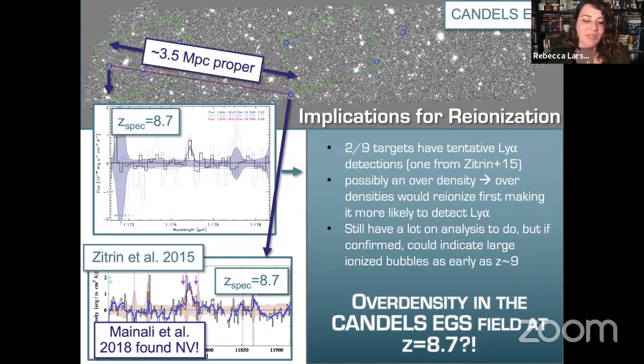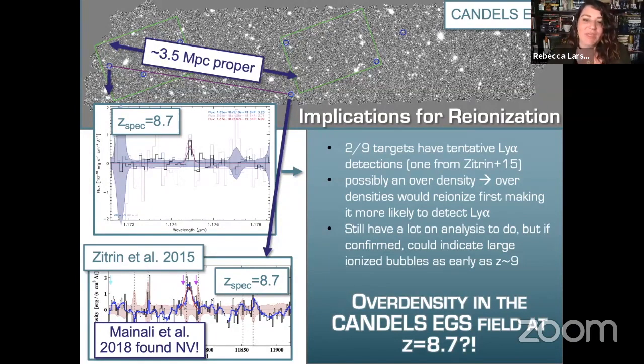What is also interesting is this object that we found Lyman alpha in 2015 was also found to have a nitrogen 5 emission line in 2018. That means there's probably an AGN, which would also increase the amount of ionizing photons escaping from this galaxy, potentially making the bubble around it much bigger.